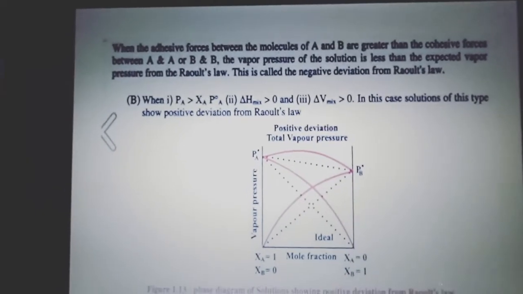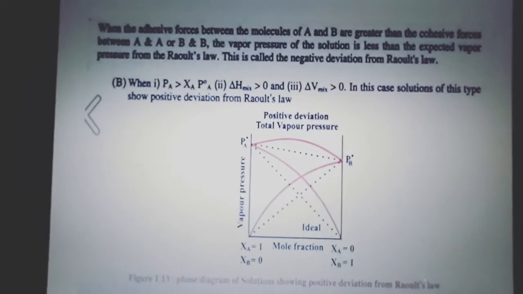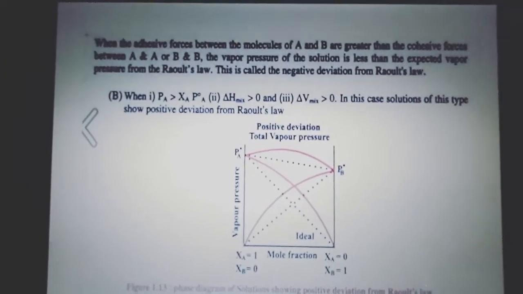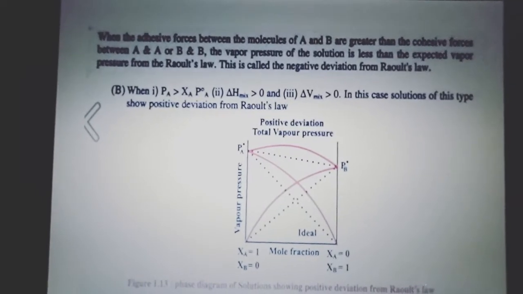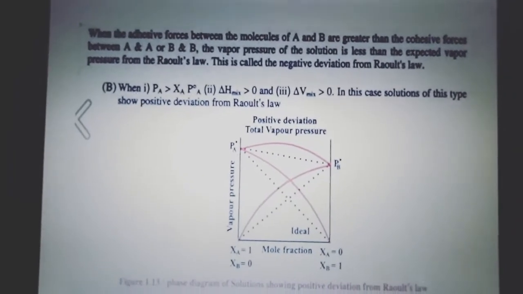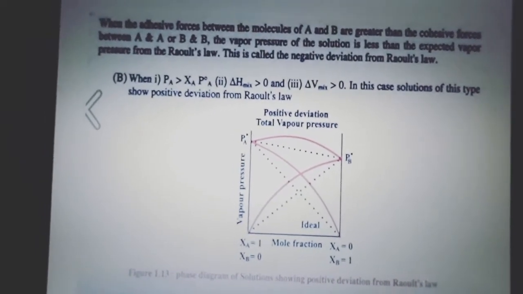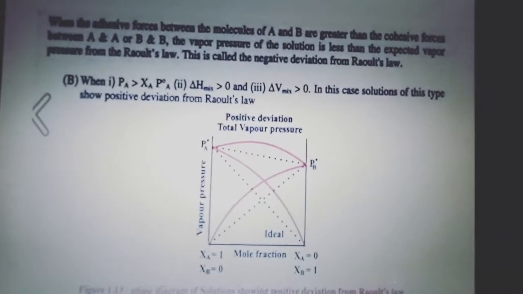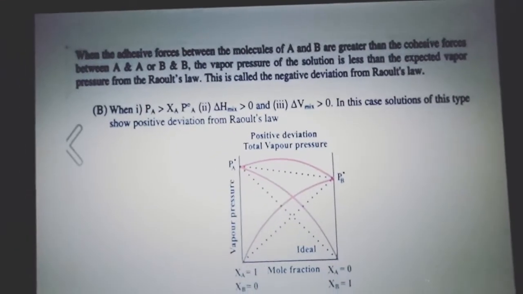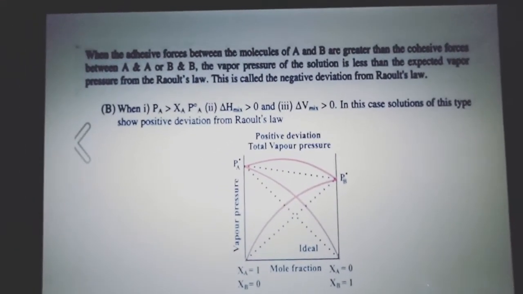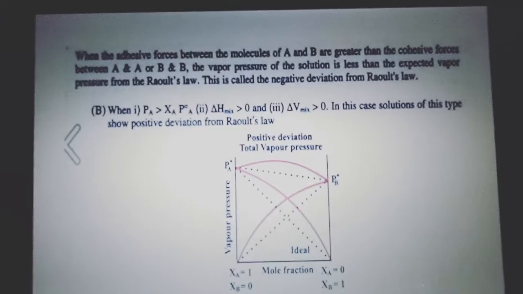When the adhesive forces between the molecules of A and B are greater than the cohesive forces between AA and BB, means forces between A and B are greater than the forces between AA and BB, the vapor pressure of the solution is less than the expected vapor pressure from Raoult's law. So these show the negative deviation from Raoult's law.